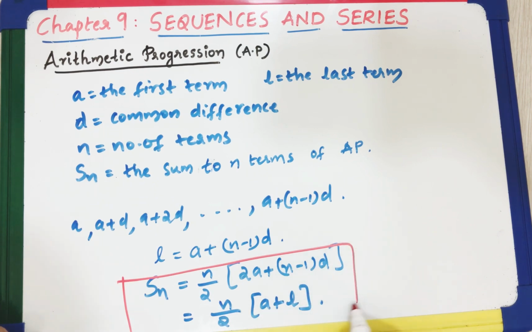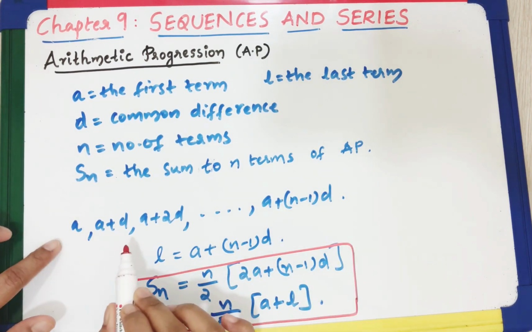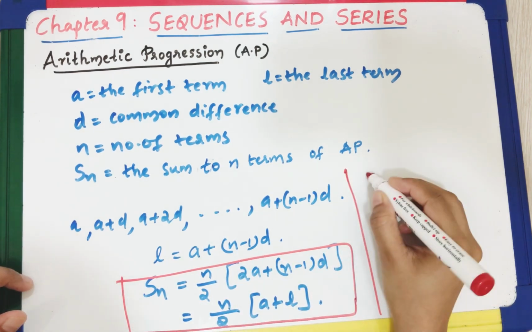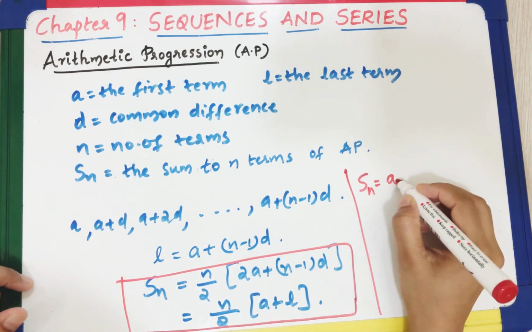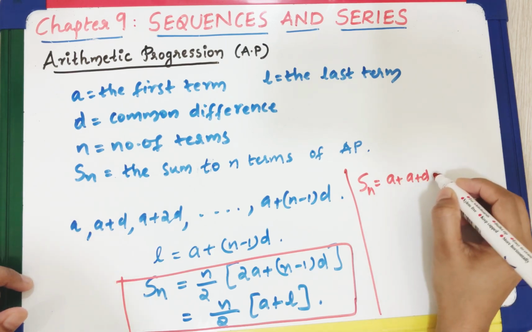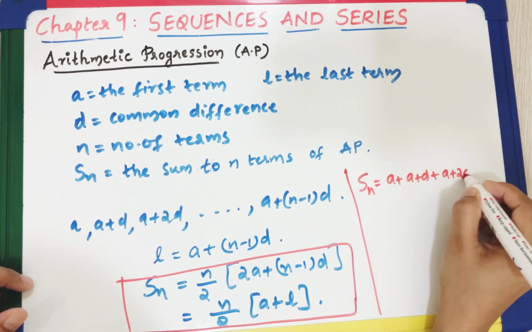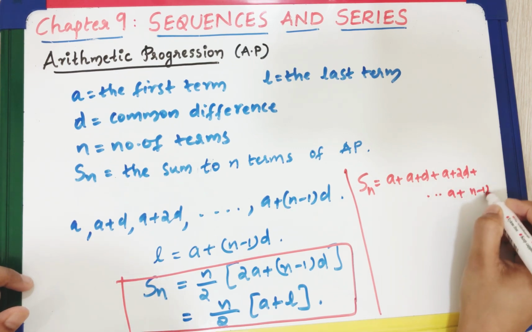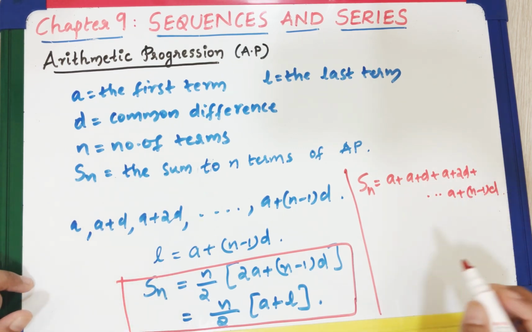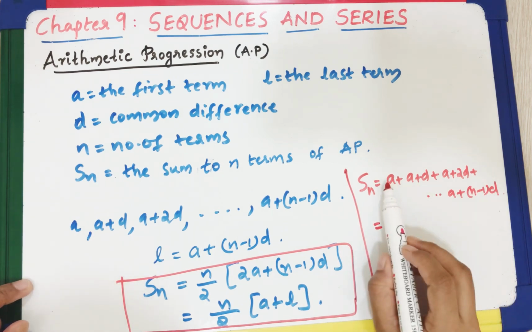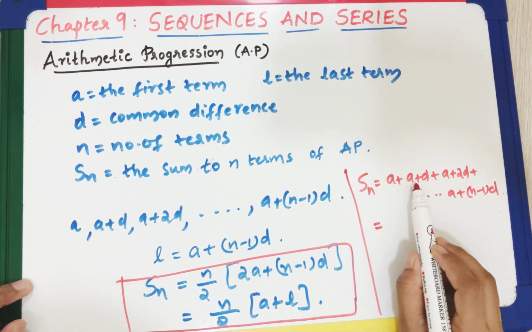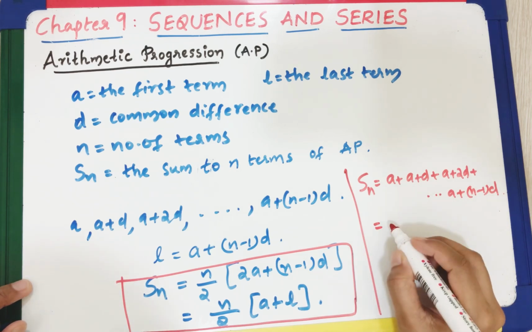See how we obtain this formula. Here we have a sequence a, a plus d, a plus 2d, etc. Then what is Sn? Sn is equal to a plus (a plus d) plus (a plus 2d) etc. plus (a plus (n minus 1) into d), which is here a, n times. We have a n times.